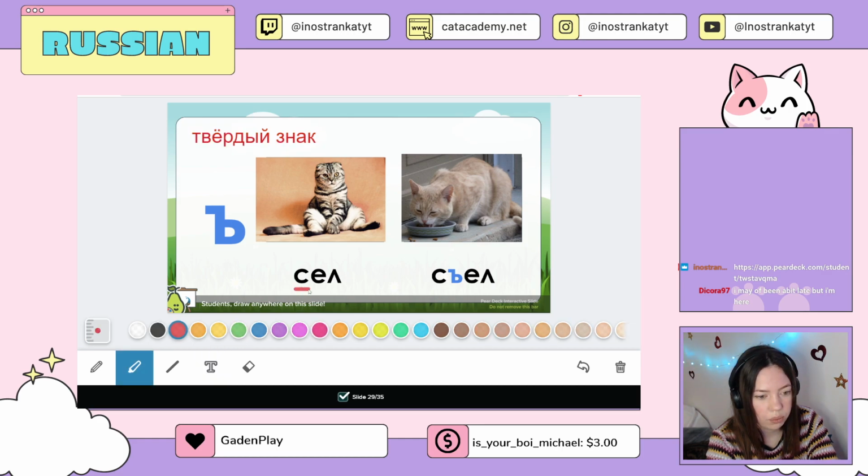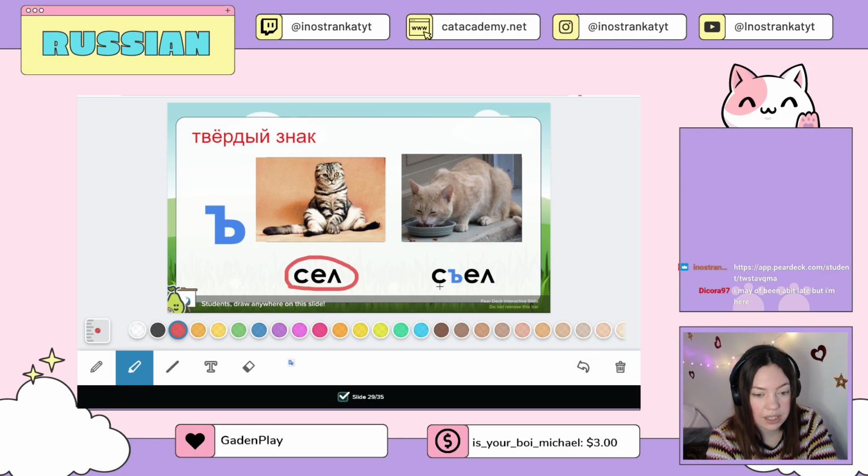Here we have 1, 2, 3 letters, and here 1, 2, 3, 4. So both of these words have almost identical letters. The only difference is this твердый знак. So if we read the first word, it will be сел, which means a cat sat down. Сел means to sit down, but in the past, sat down.